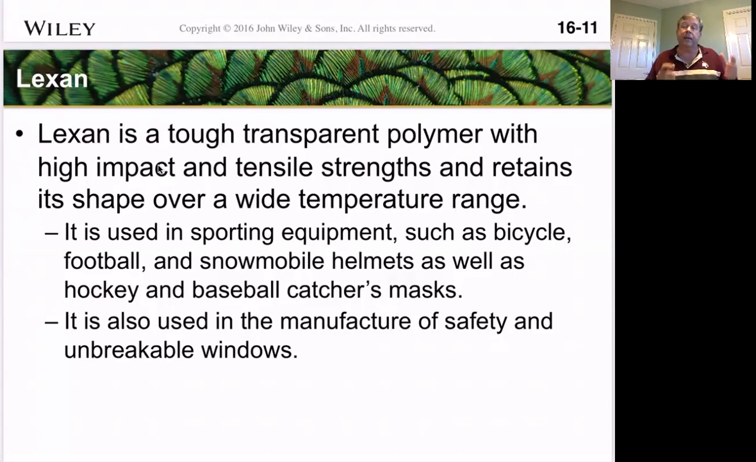And it keeps that range all the way from probably a very low temperature, so it can be used in snowmobiles and snowmobile helmets, to a very high temperature right before it melts. It keeps its strength. And so it's used for making break resistant windows, bullet resistant glass, etc.